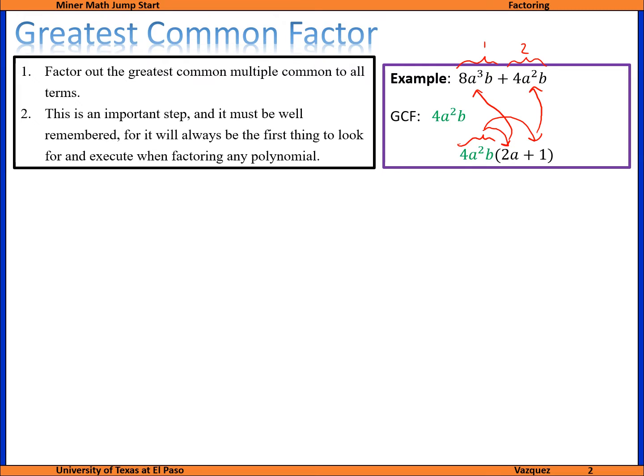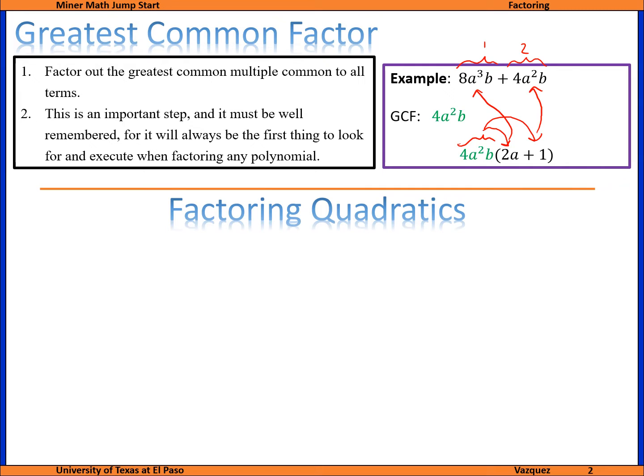Now, factoring quadratics. Factoring quadratics, there's a lot of different methods. A quadratic is an expression that looks like this. So there's an ax squared plus bx plus c. The important part, quadratic, means that there's an exponent of 2. That's the highest exponent. That's how we know we're dealing with quadratics.